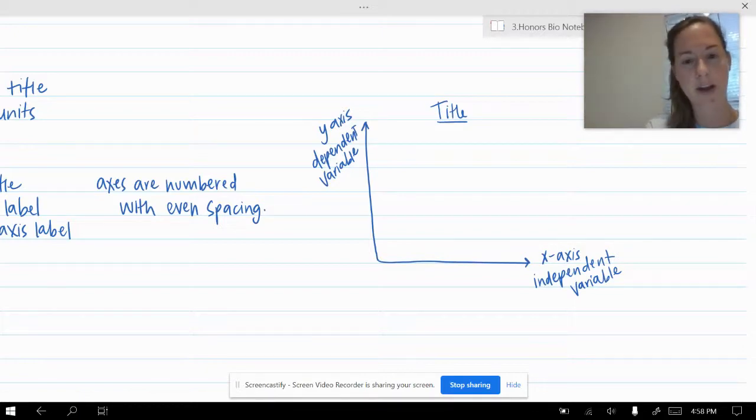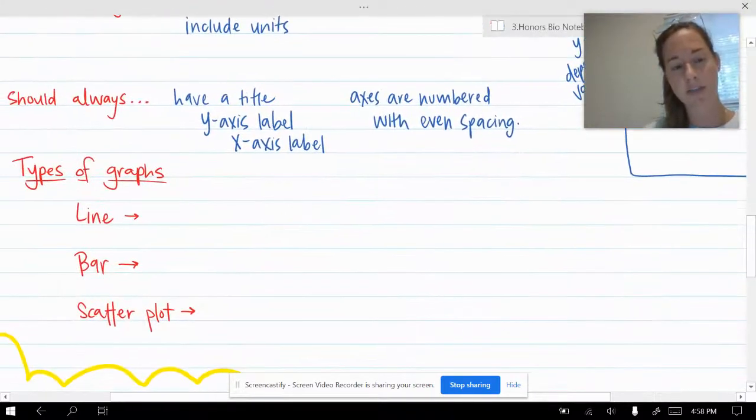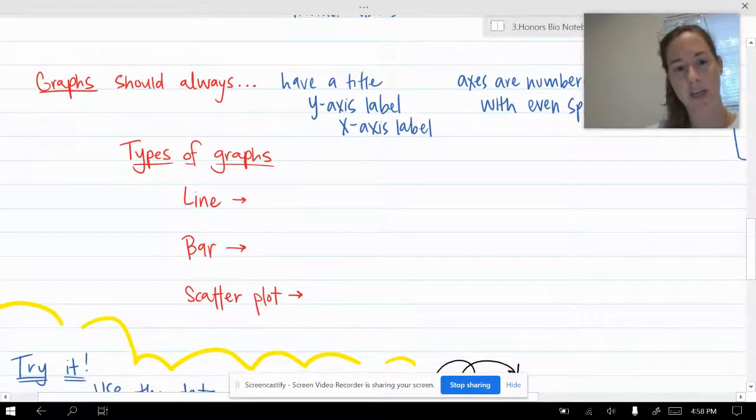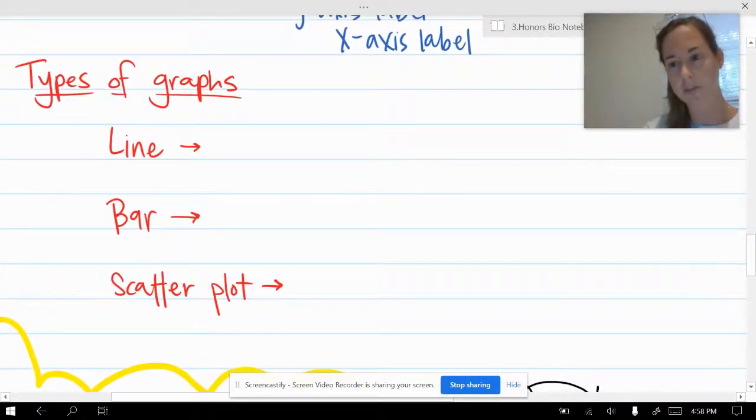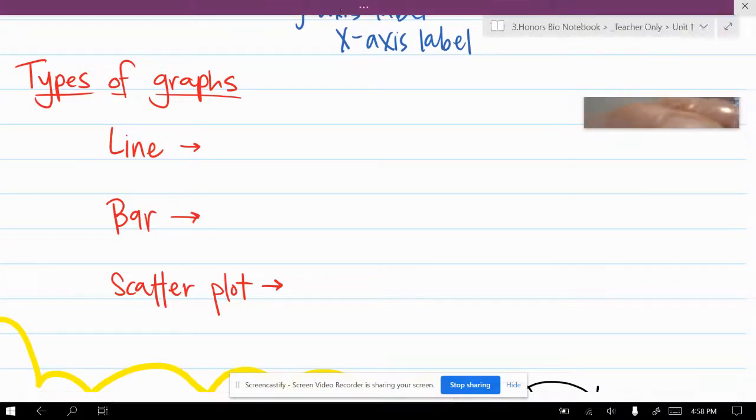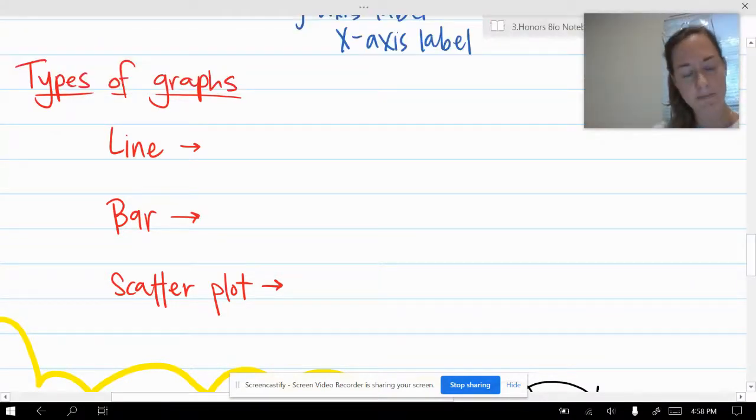Okay, so now let's just talk about different types of graphs that we're going to be using this year in here. These are the most common ones. There are, of course, other types of graphs as well, but these are the ones we're going to be using most often in biology. So the first one is a line graph.